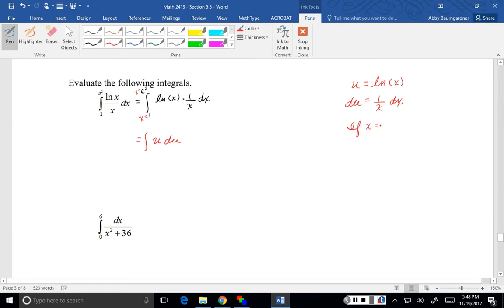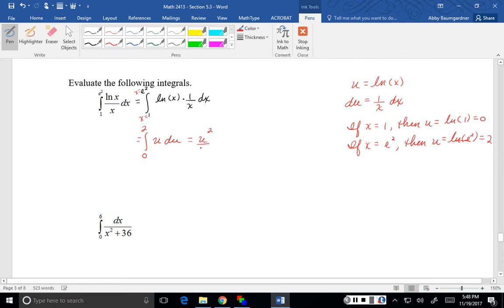So if x equals 1, that's my lower bound, then u would become ln of 1, which is 0. So my lower bound becomes a 0. If x equals e squared, then u equals ln of e squared, which is 2. So my upper bound becomes 2. The reason this is helpful is because in the past where you've had to go back and back substitute your x's, you're not going to have to do that on these problems.